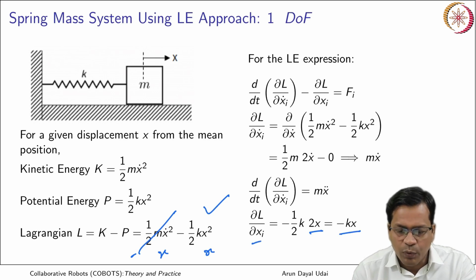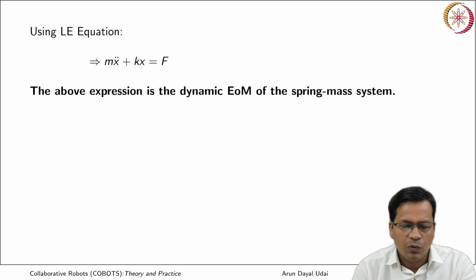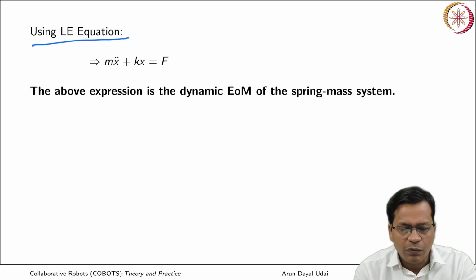So now I have both the terms of my LE expression. Using the LE expression now gives me this: m ẍ plus kx is equal to F.